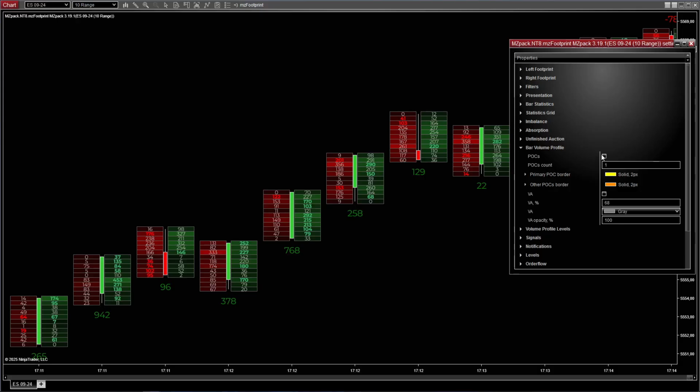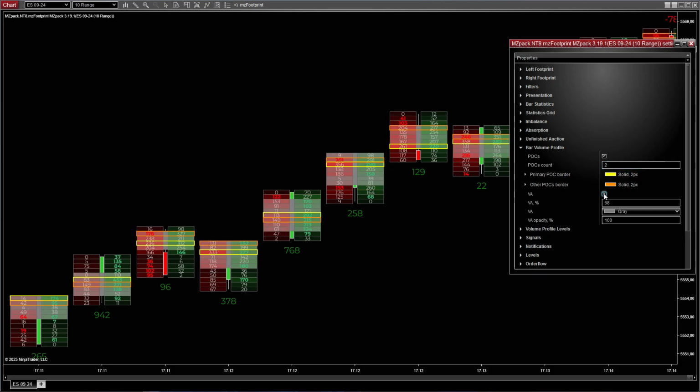Bar volume profile. Point of control, POC. The price level with the highest traded volume within the bar. Indicates where the most contracts changed hands, often acting as an important support or resistance level. Value area. The range of price levels that contain a significant portion of the total bar volume. Helps identify high activity zones where price consolidation or future support and resistance might form.